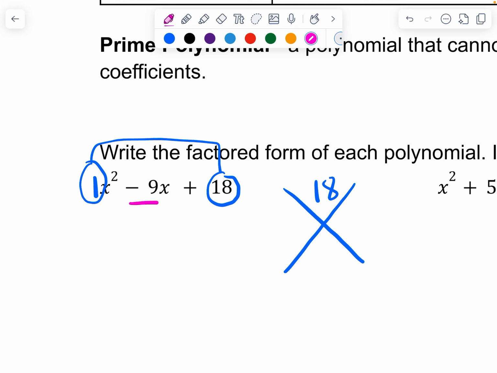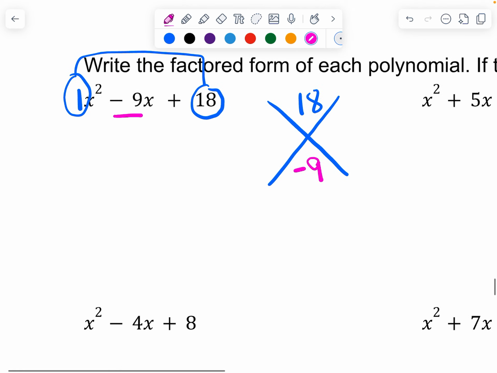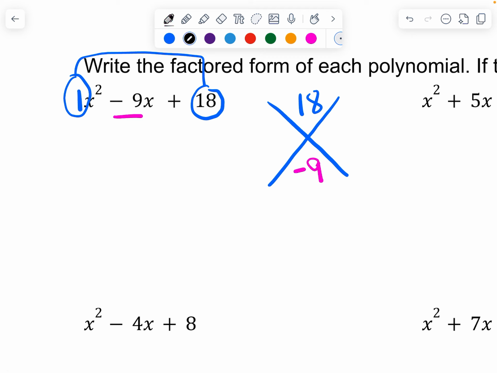Then I'm going to take this number right here and I'm going to put it right here. So we want to find all the factors of 18. Our factors of 18 are 1 and 18, 2 and 9, but we also have negative 1, negative 18, negative 2, negative 9, 3 and 6, and negative 3 and negative 6. So which set, when you add them together, is going to get negative 9?